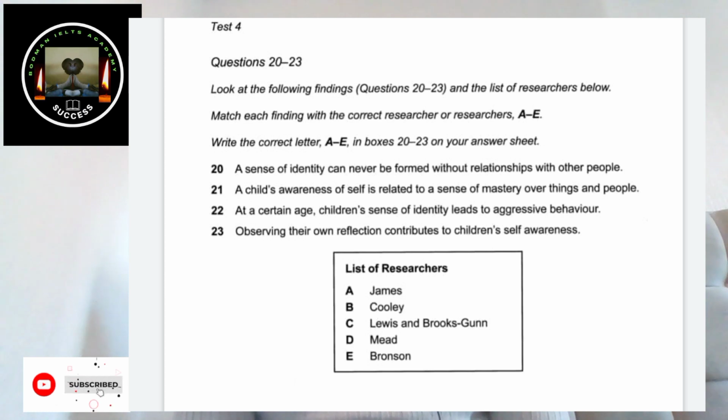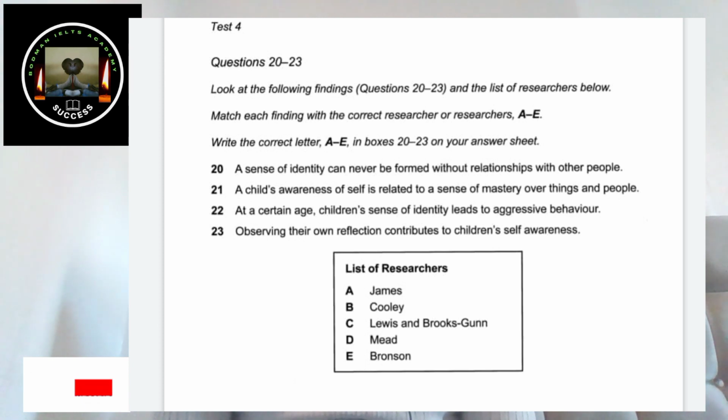At a certain age, children's sense of identity leads to aggressive behavior. Did they say anything like that? No. He didn't mention anything about aggressive behavior. Observing their own reflection contributes to children's self-awareness. Of course, he talked about reflection throughout and how it contributes to development. So automatically, 23 will be C.